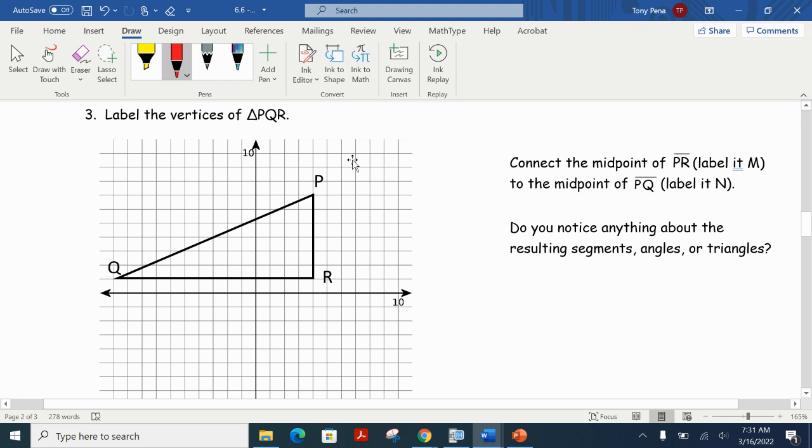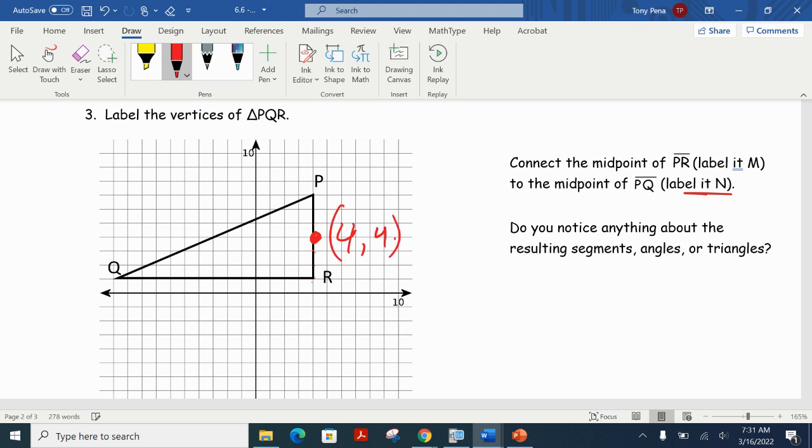Number 3 says connect the midpoint of segment PR, which we'll call M, and then to the midpoint of PQ. We'll label that one N. All right, so PR, 1, 2, 3, 4, 5, 6. We can do this by counting. This would be 6. So the middle is 3. All right, so if we label those with an x and a y coordinate now, that is 1, 2, 3, 4. 1, 2, 3, 4. So that's the point 4, 4.